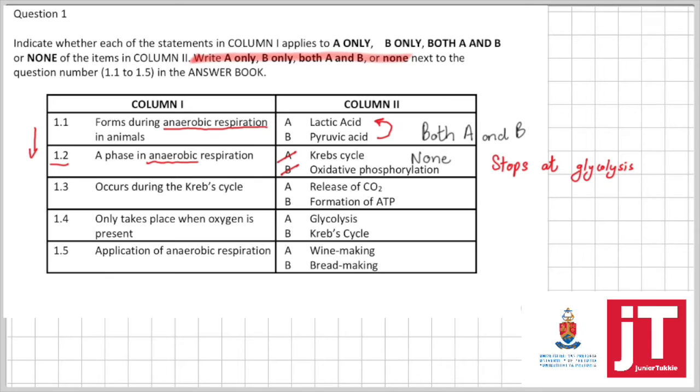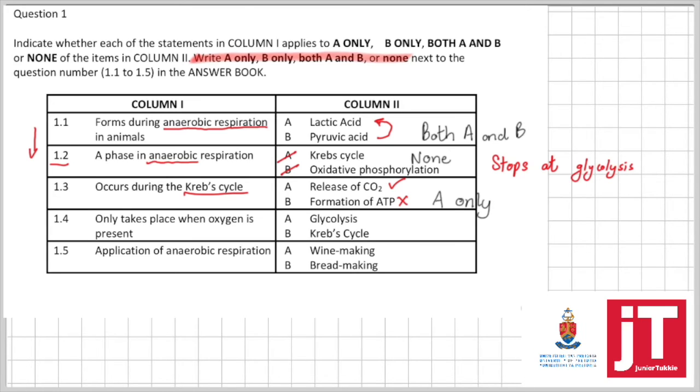Question 1.3 occurs during the Krebs cycle. Now, option A says to us there is a release of carbon dioxide, and B says there's a formation of ATP. If we look carefully, we know that CO2 is produced through the Krebs cycle, but there is no energy or ATP that is produced here. So my answer to question 1.3 would be A only.